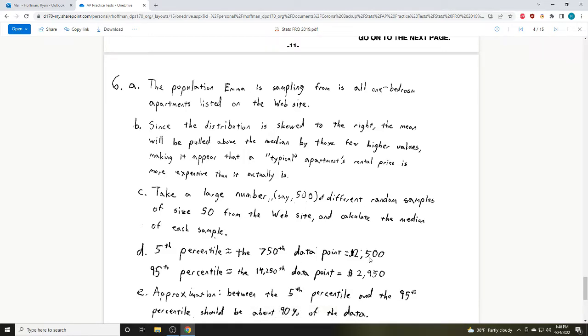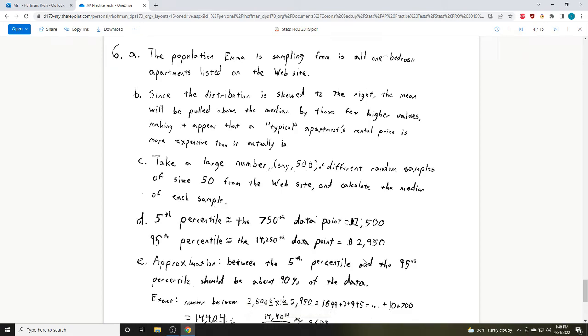And the 95th percentile should have 95% of the values below it. 95% of the values is 14,250. Or you can say that it's 5% of the values above it, which takes 750 away from 15,000, leaving the 14,250. Either way you count it up, that's where those percentiles should be. Okay, then we're going to get to confidence intervals.